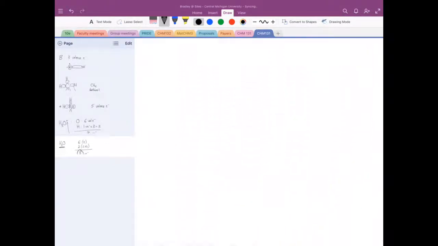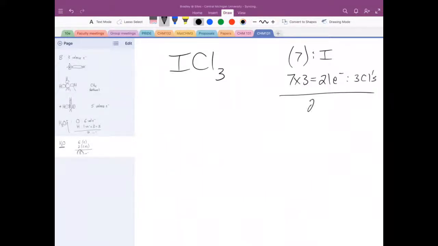Okay, let's look at ICl3. Okay, so this, you've got 7 valence electrons from the iodine, and 7 times 3, so 21 electrons from the 3 chlorines. Okay, so 28 valence electrons.